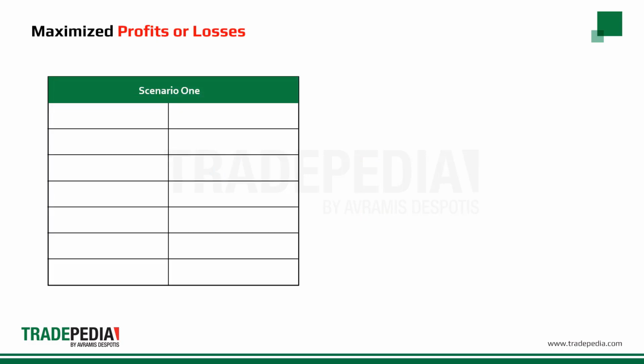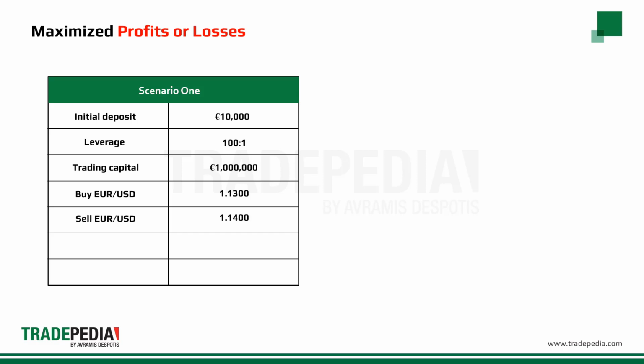Let us go over two scenarios and illustrate how leverage works. In the first scenario, let us suppose we made an initial deposit of €10,000 with a leverage choice of 100-to-1. This gives us a trading capital of €1 million. If we buy €1 million US at the price of 1.1300 and sell €1 million US to close the position at 1.1400, we will make a profit of 100 pips, or $10,000. This means we almost doubled our money.